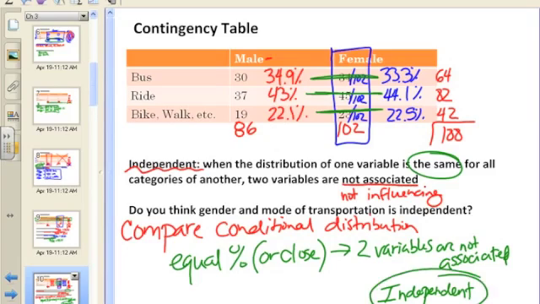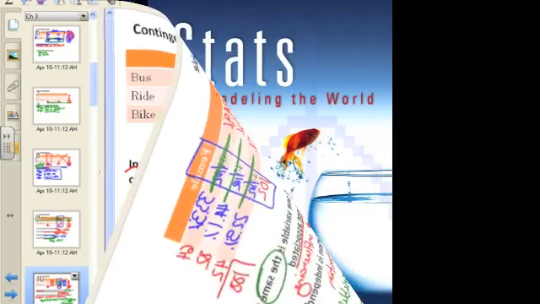That kind of makes sense to me. Certainly what gender you are is not going to influence how you get to school. Makes sense. All right, so that concludes what we need to learn about contingency tables.